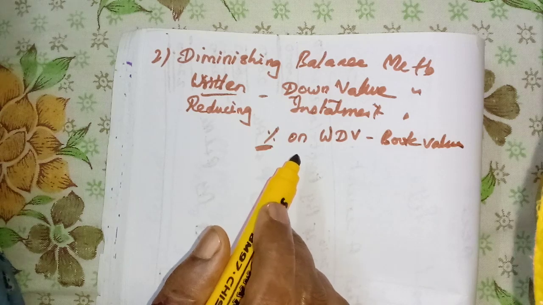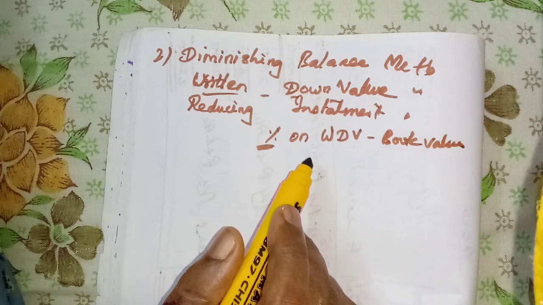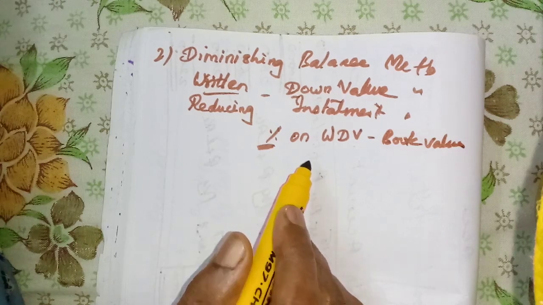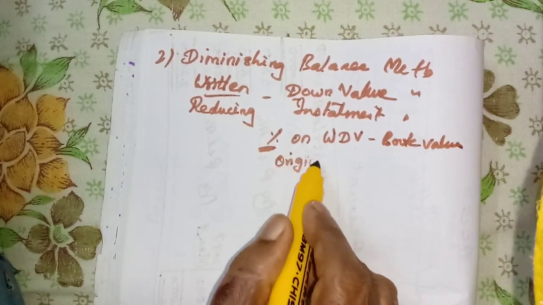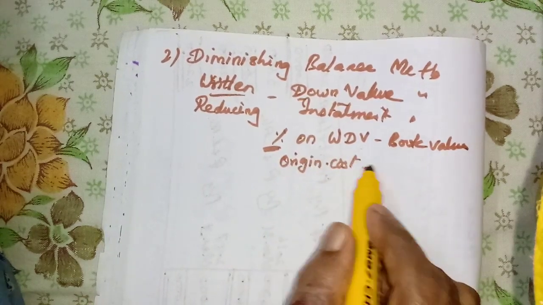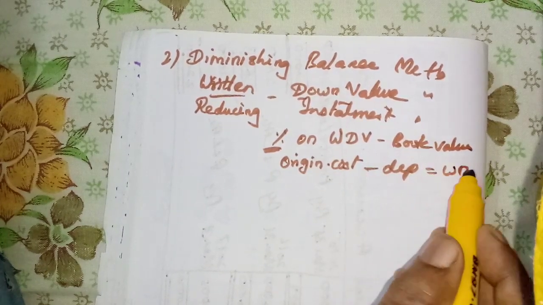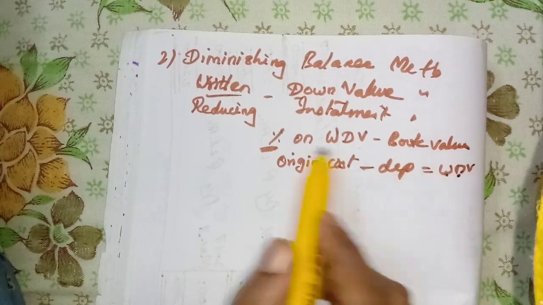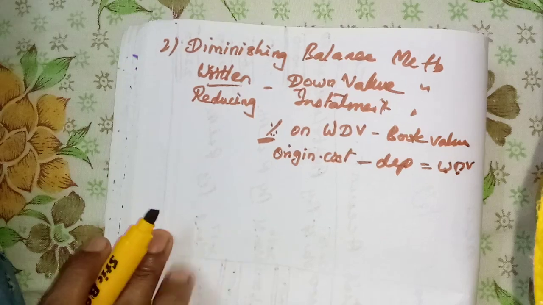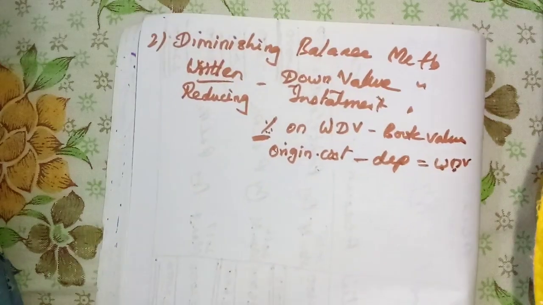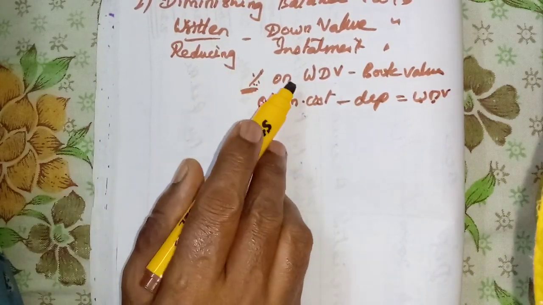Here, what is the original cost? Original cost of that written down value here means original cost minus the previous year depreciation. We will get written down value. On this value, we need to calculate the percentage for the next year. Okay, that is the method. That's the difference between the fixed installment method and reducing installment method.